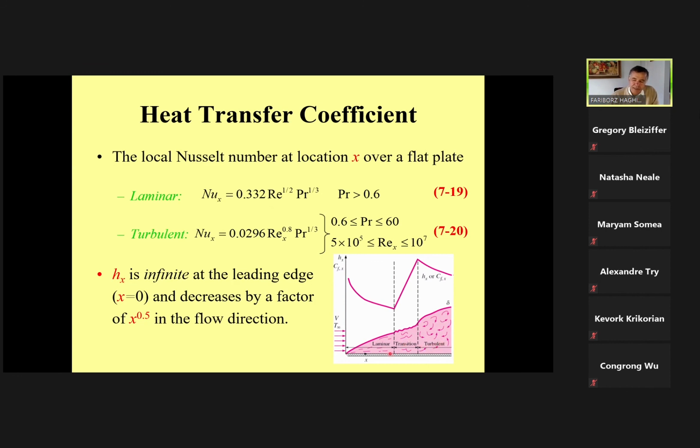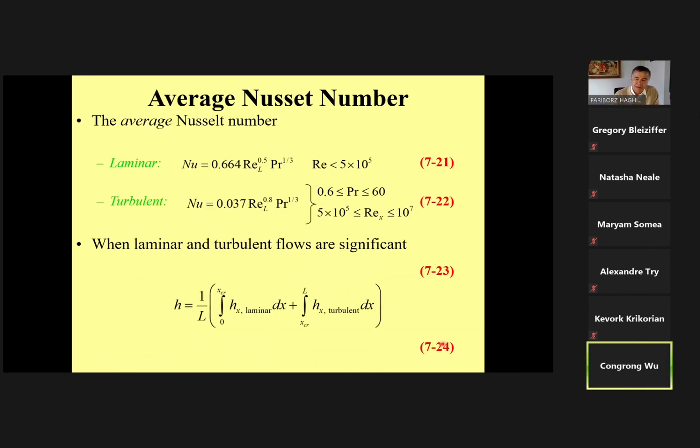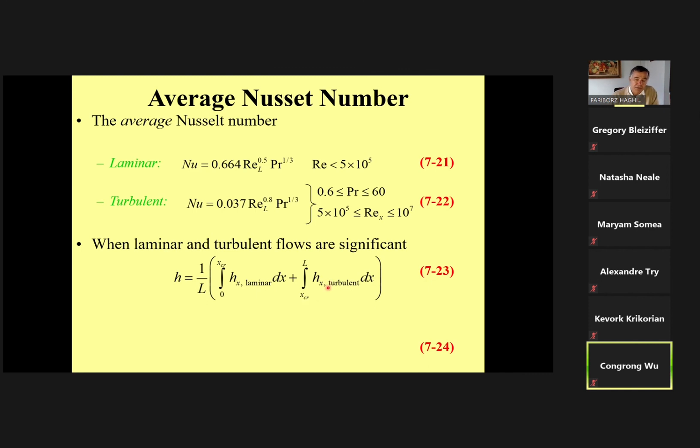Now, the question is, for example, if you have a 10 meter plate, 5 meters laminar and 5 meters turbulent, both of them will be meters. One portion laminar and one portion turbulent. In that case, I suggest that we use this equation about half. Okay. Getting both contributions from both of them.